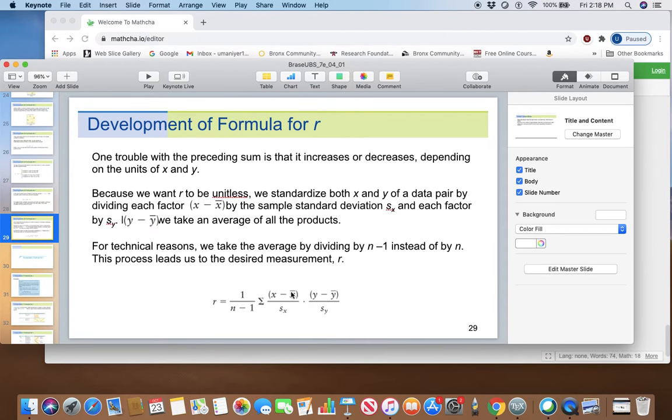Now, one trouble with the preceding sum is that it increases or decreases depending on the units of x and y, but you want it to be unitless. So you are going to standardize it. You divide it by the standard deviation for x and the standard deviation for y, and then take an average, 1 over n minus 1. This is your coefficient of correlation. All right.